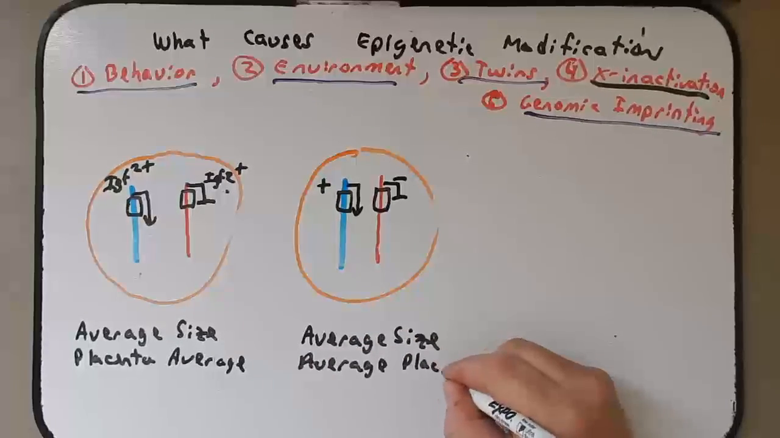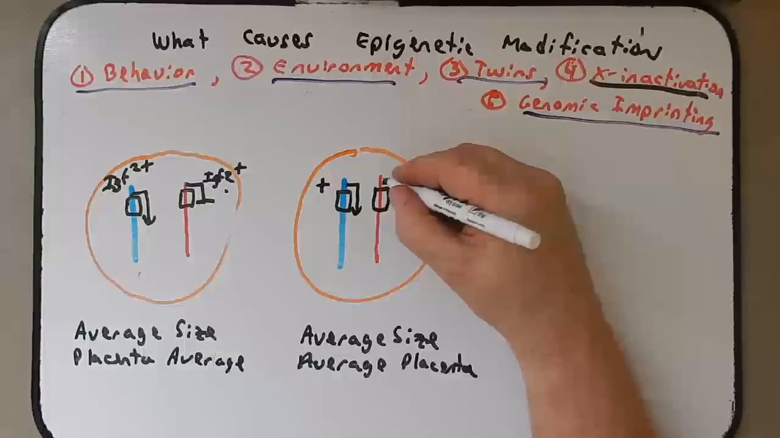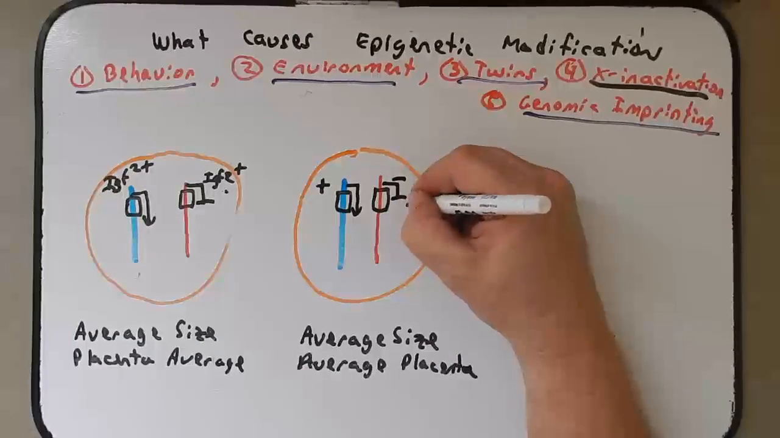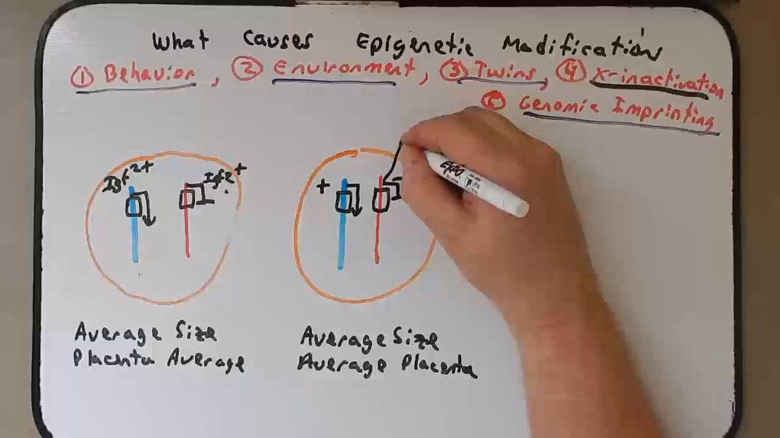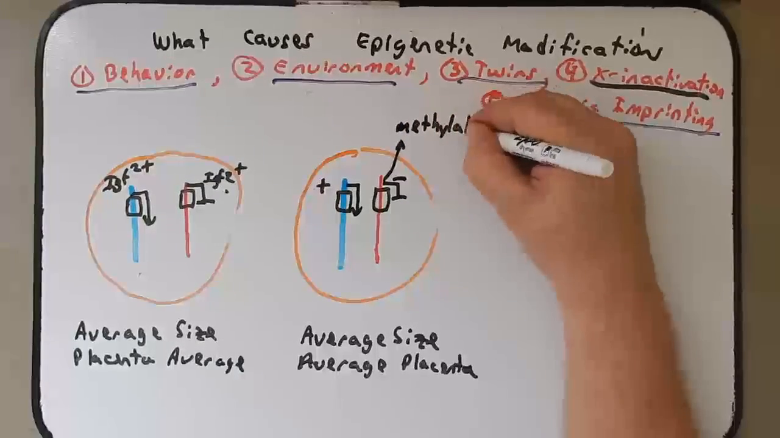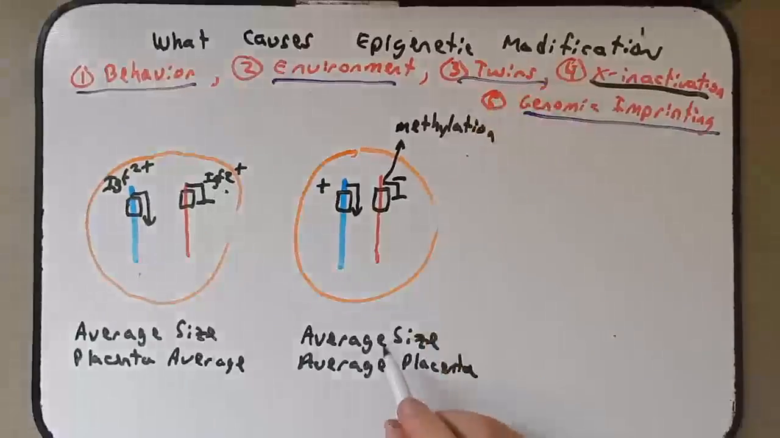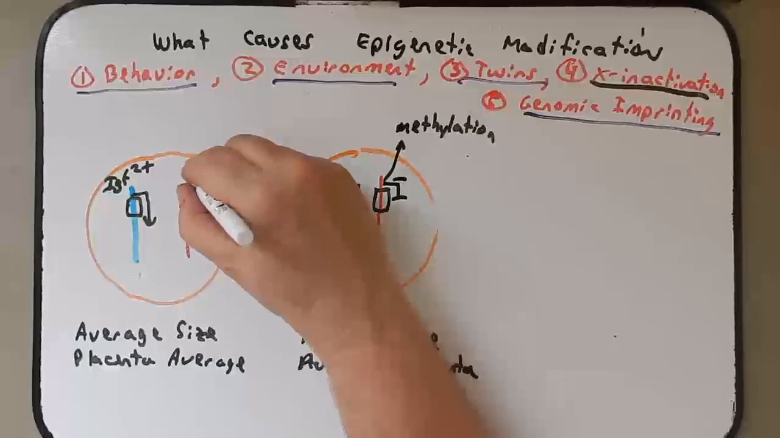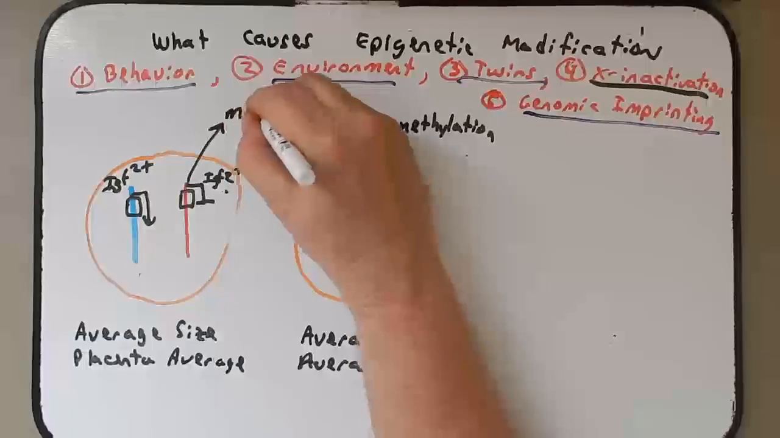I should mention real quick, the reason that it's not expressed from mom's chromosome, and you might have guessed this, is because of methylation. Its promoter, the DNA in its promoter, those cytosines, are methylated. So this one is also, of course, methylated.